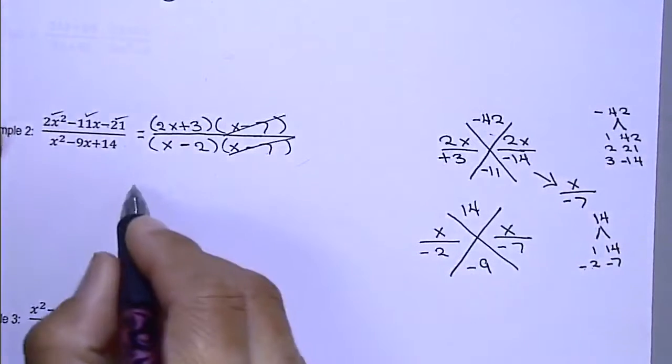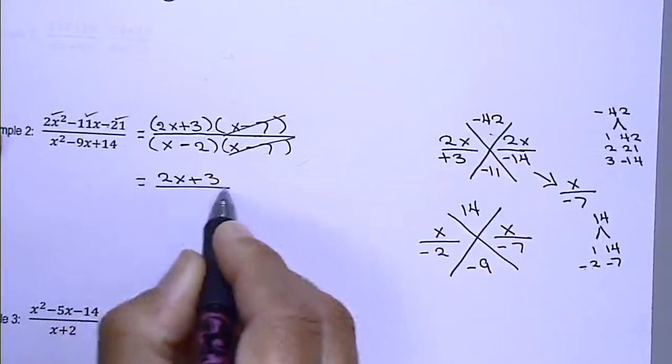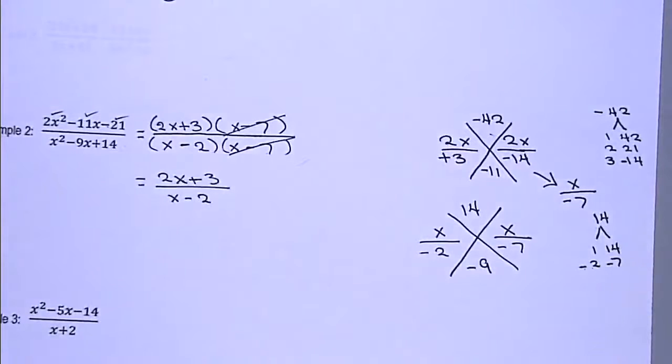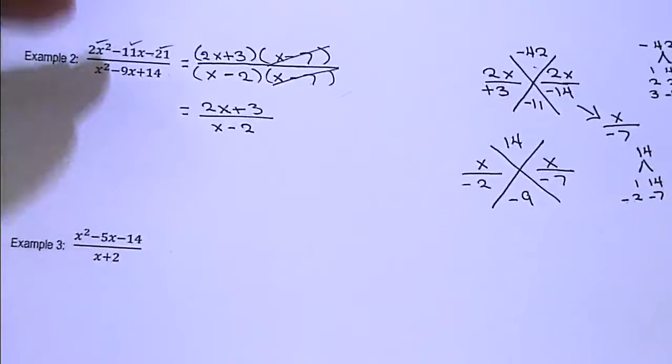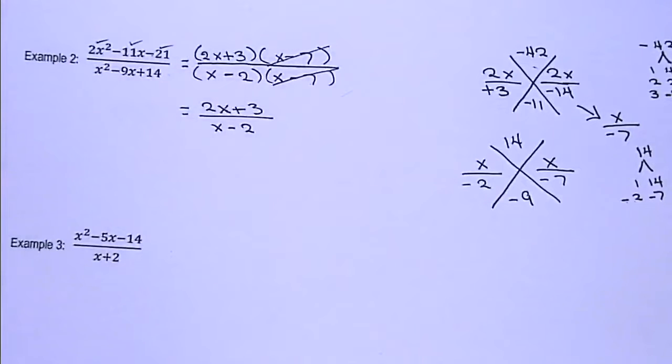What's left in this one? Well, I've got 2x plus 3 over x minus 2. There's nothing I can do. I don't need the parentheses anymore. I can simply leave it like that because there's no way to reduce it anymore. I took out all the common factors from those two. Okay?